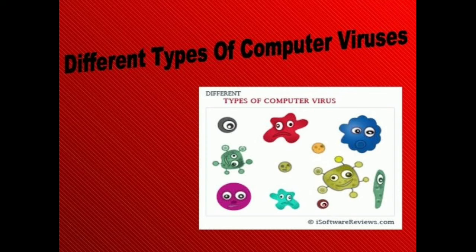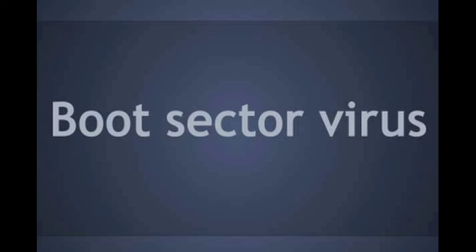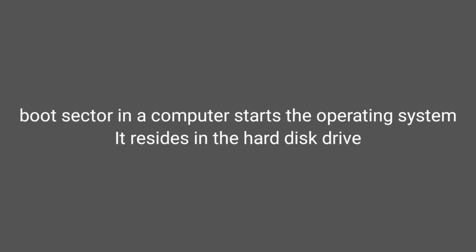Next, let us see different types of computer viruses. The first type of computer virus is boot sector virus. Boot sector viruses are present in the hard disk drive of the computer, and they will get activated once we start the operating system.